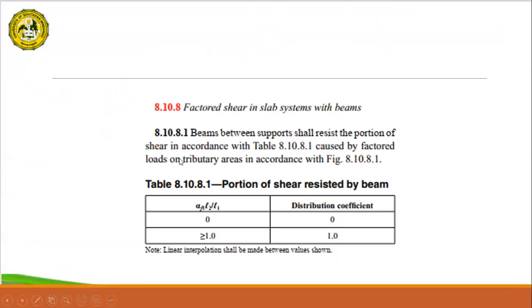Then before anything else, let's try to be familiar with the tables na kailangan natin gamitin. So we have here the factor shear in slab systems with beams. So ito namang Table 8.10.1, it shows here the distribution coefficient of shear resisted by beam. So depende yan sa value ng L2/L1. Kung 0 yan, is 0 din yung distribution coefficient. If this term is greater than or equal to 1.0, then the coefficient here is also 1.0.